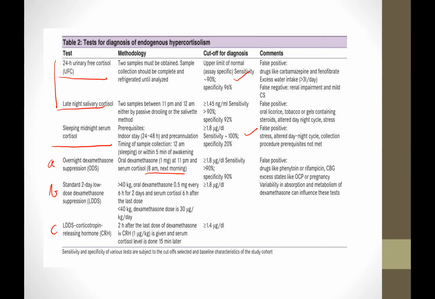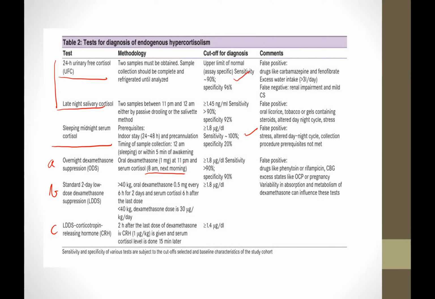What is the principle? When you give oral dexamethasone, what should happen? It should suppress the ACTH secretion from the pituitary, and the cortisol level should come down to less than 1.8 in a normal individual. But in an individual with hypercorticism, either from the gland or from the pituitary, the oral dexamethasone will not be able to suppress the secretion. So there will be an increase in the cortisol at 8 a.m. when we measure. If it is more than 1.8, it is 90% sensitive.